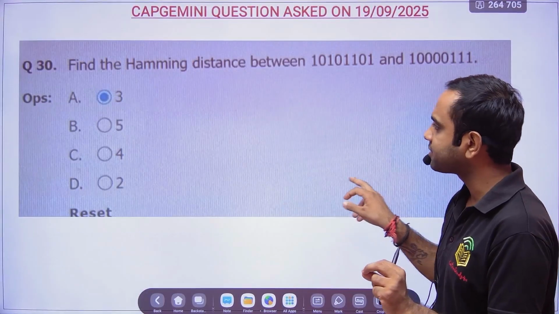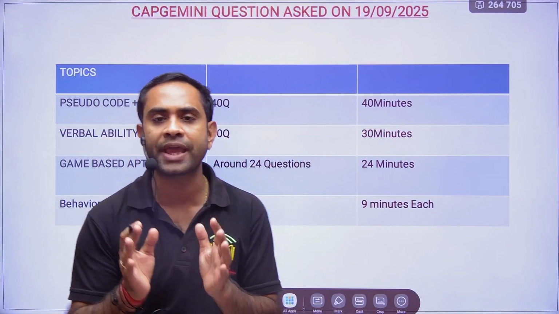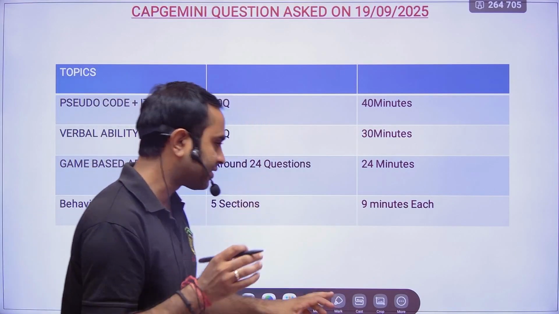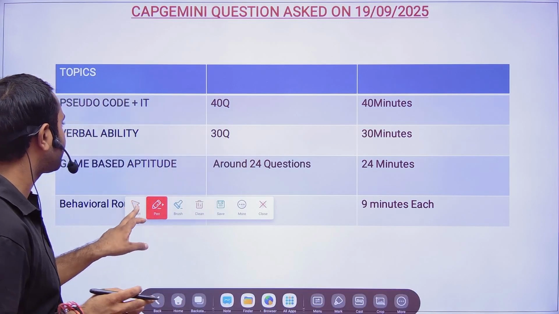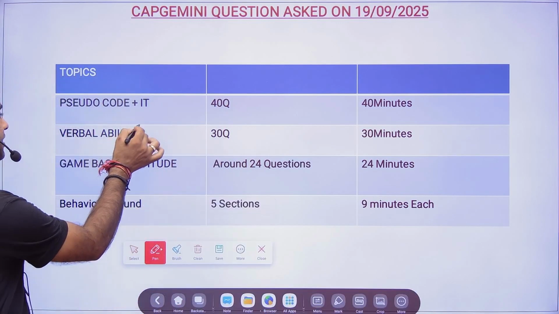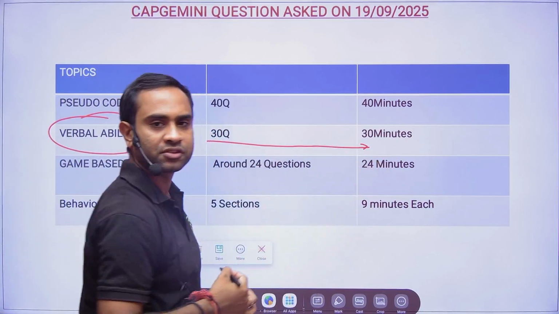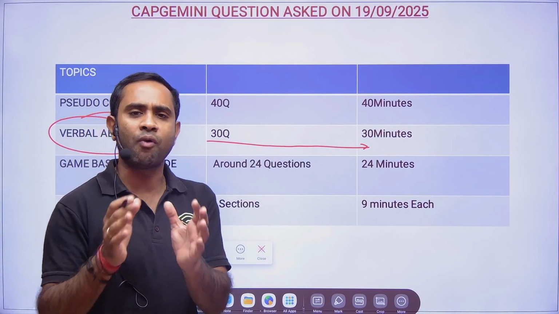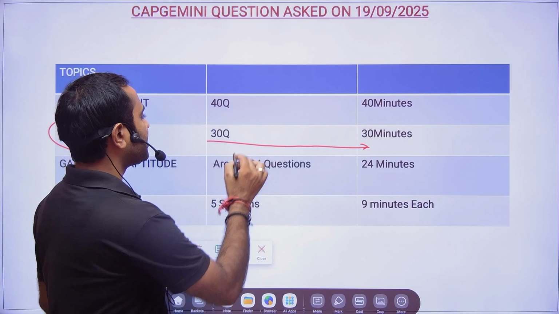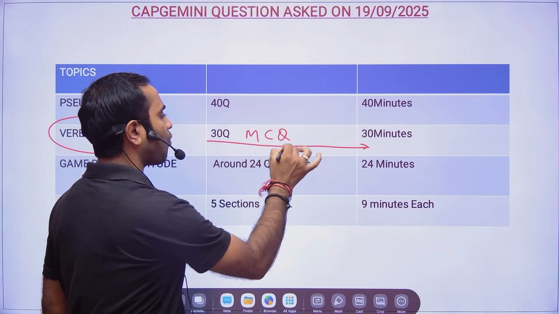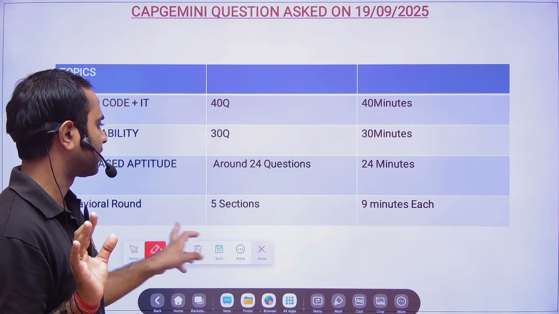And here, friends, let us see what the biggest change was. The biggest change was that there was no essay writing. As you know, Capgemini used to ask essay writing, but in today's test there was no essay writing, and there was verbal ability. 30 questions were asked, for 30 minutes. I will tell you what exactly they asked. From verbal ability, there were 30 MCQs. In those MCQs, the type and level of the questions, each and everything, we are going to discuss.